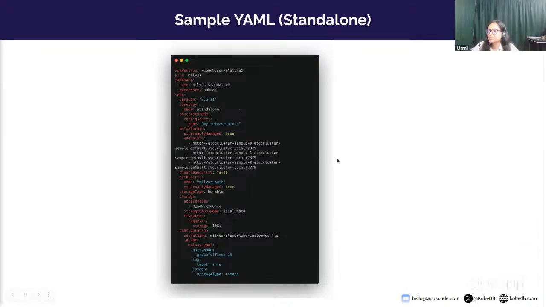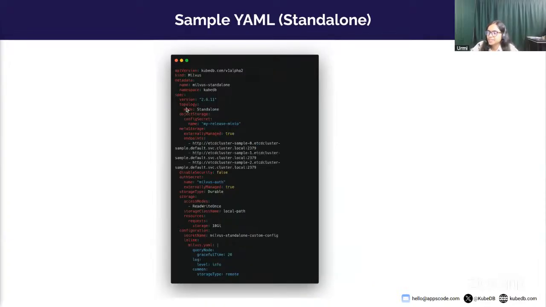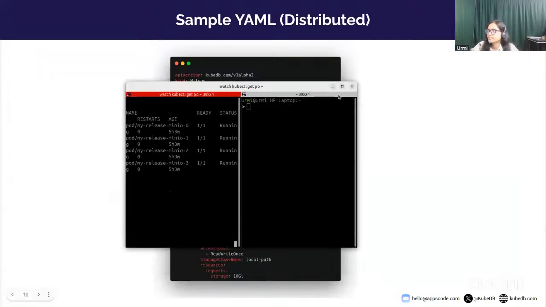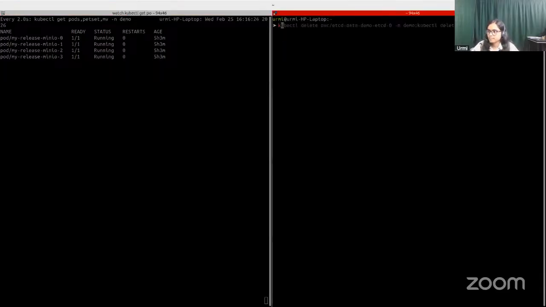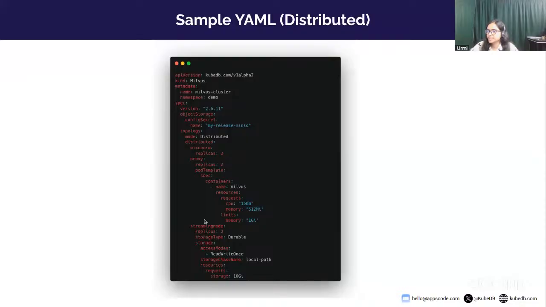Now we will look at our distributed YAML. So here all the fields like kind, name, namespace, version, object storage, meta storage, auth secret, disable security, and configuration all remain similar in the distributed part also. So I didn't show them again. Let us deploy this. Before it's being created, let us have a look.